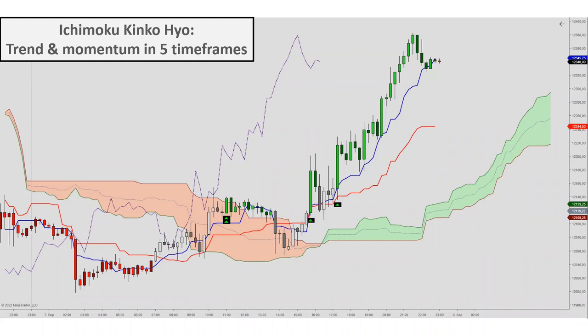Also, the Ichimoku has some similarities to other well-known trend and momentum indicators, the Donchian channel and the MACD specifically. So I'll briefly point those out as we go through the five timeframes here, one by one. So we have the Tenkan and Kijun Sen and the Senkou spans A and B that make up the characteristic Ichimoku cloud. And finally we have the Chikou span back here.